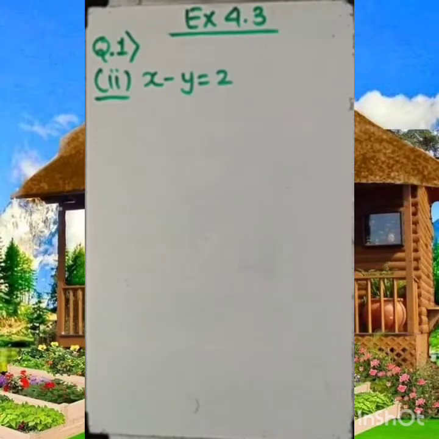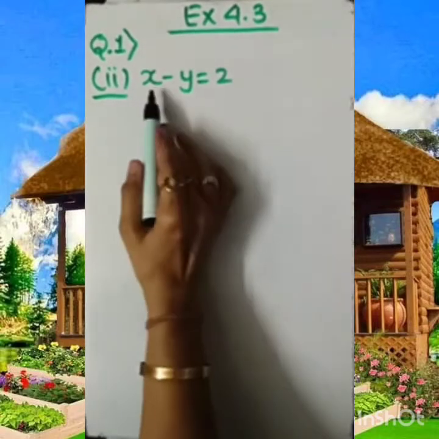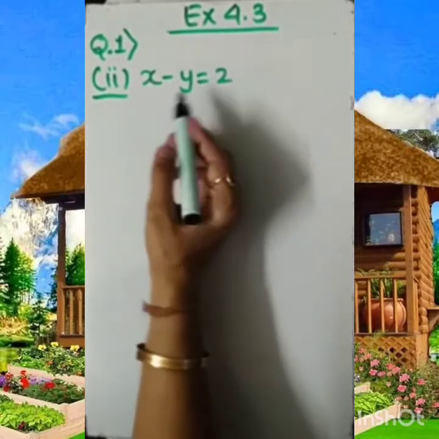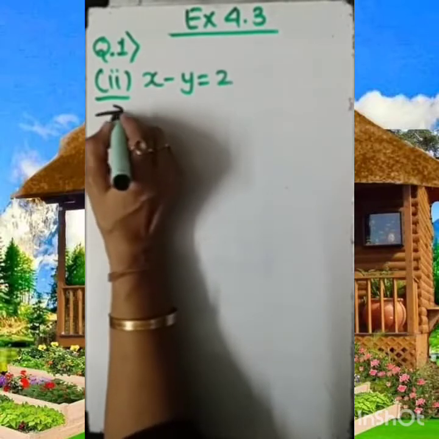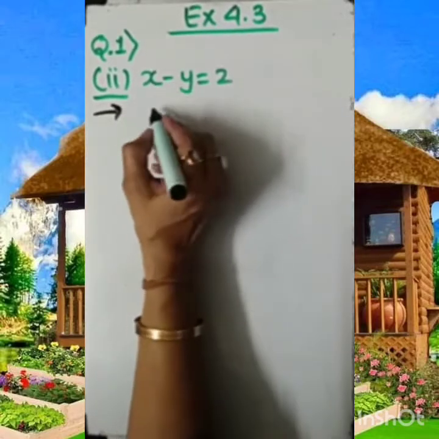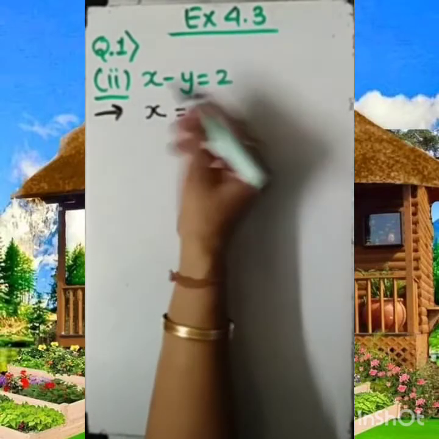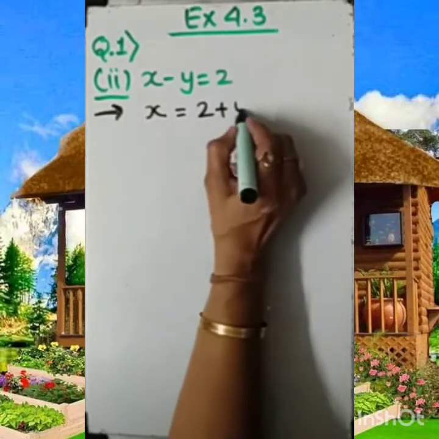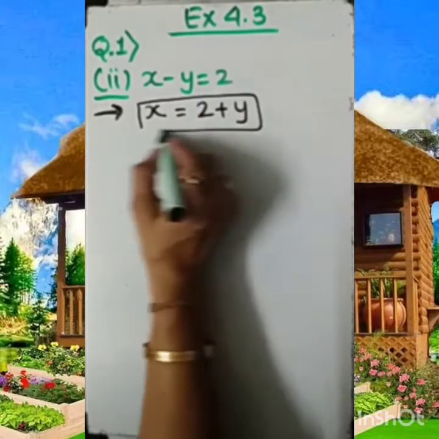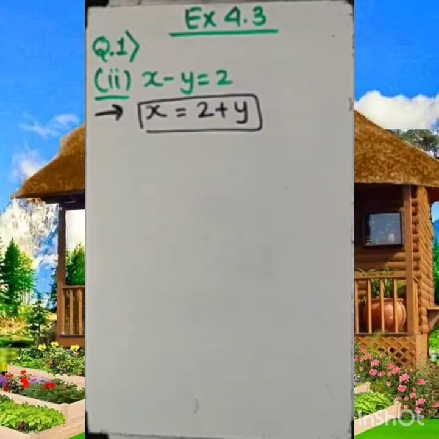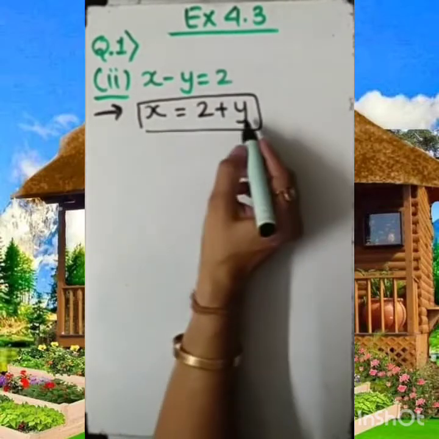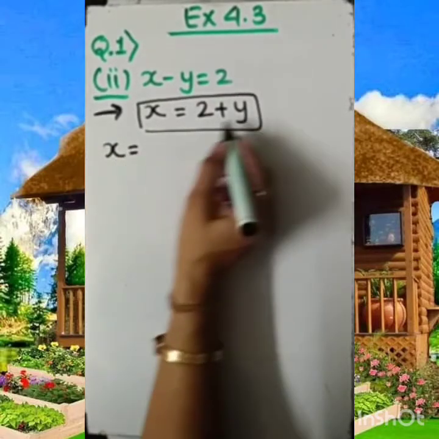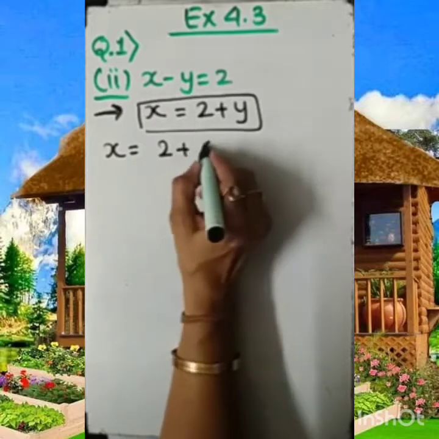So the second part of question 1, in that we are given the equation x minus y equal to 2. Dear student, again it is an equation of two variables. First step, we need to make a subject. So I would like to make x the subject here. Then I need to bring y to the right side. So the equation will be in this way: x equal to 2 plus y. Agree? Now, for different values of y, we will have different values of x.